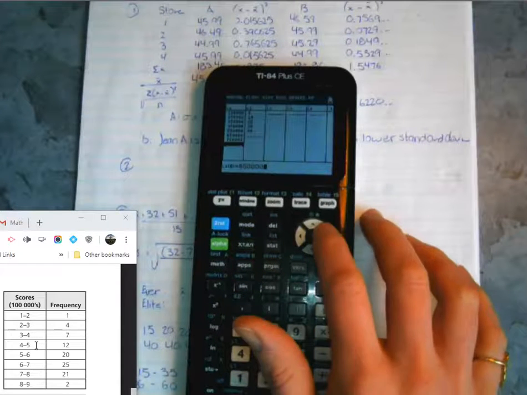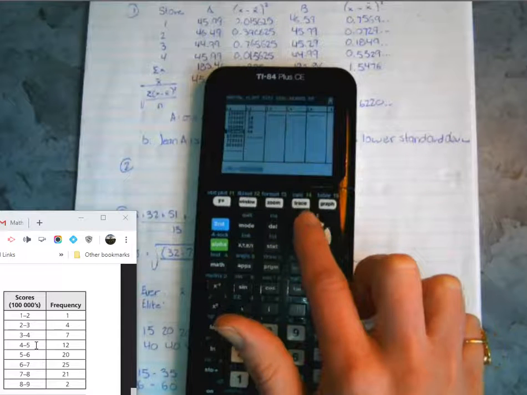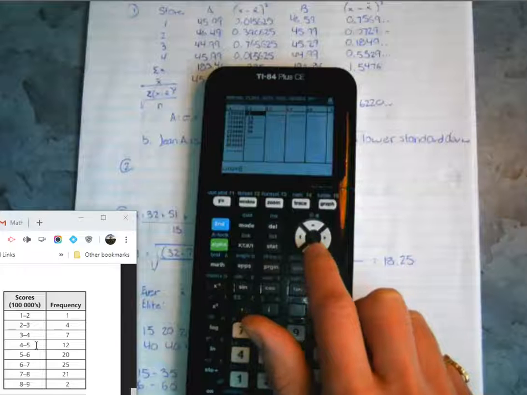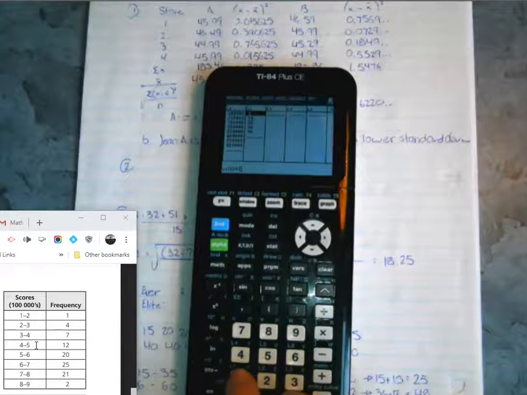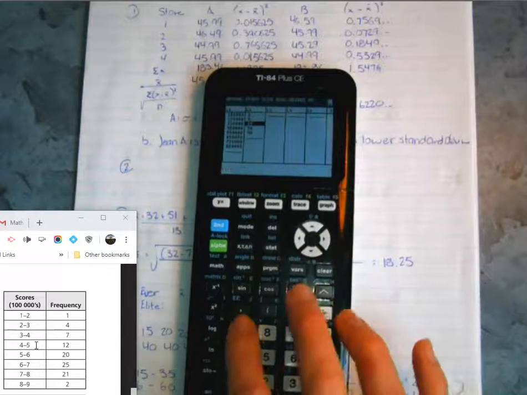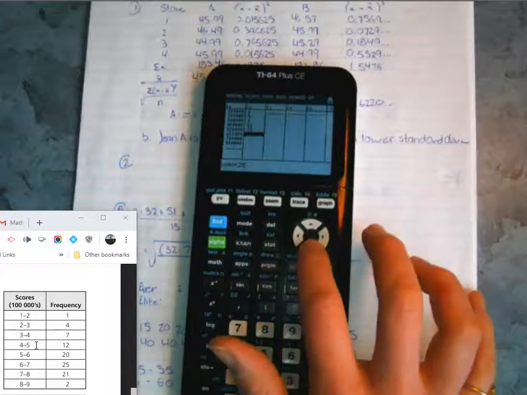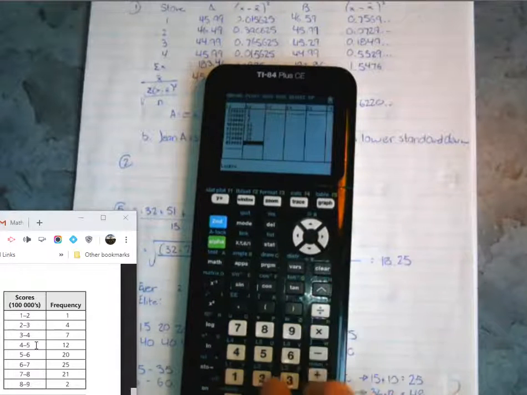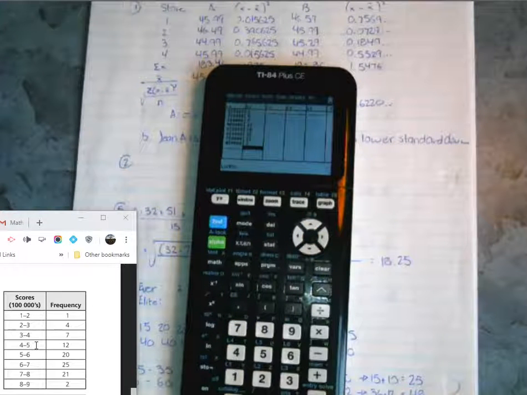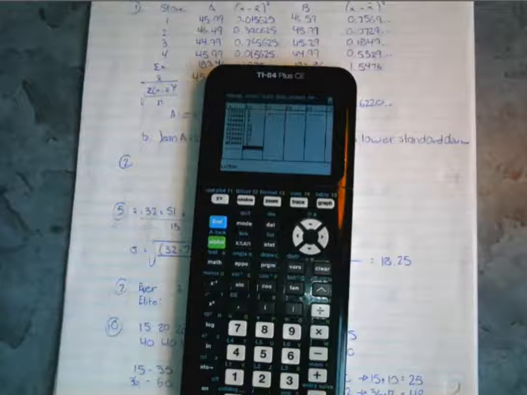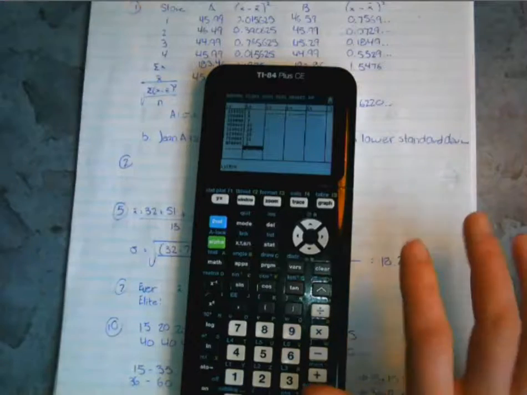Okay, so now I have all of my values in, and then I can scroll right back up here, highlight list 2. This is where I'm going to want to enter my frequencies. So now I would go just the matching frequency. So the first one was 1, and then we had 4, and then we had 7, 12, 7, 12, 20, 25, 21, and 2. Okay, so now we have our complete list, and we're just being asked to solve for the mean and the standard deviation rounded to the nearest 1,000.